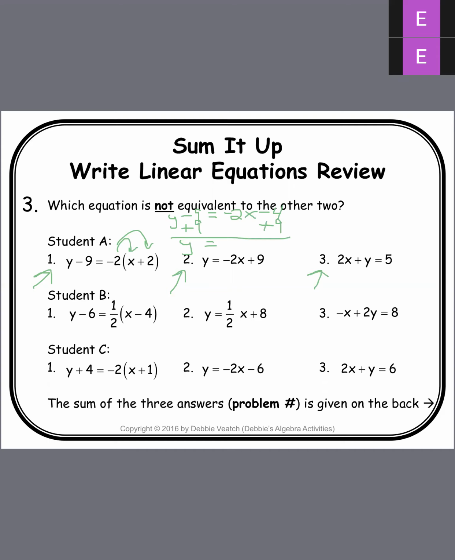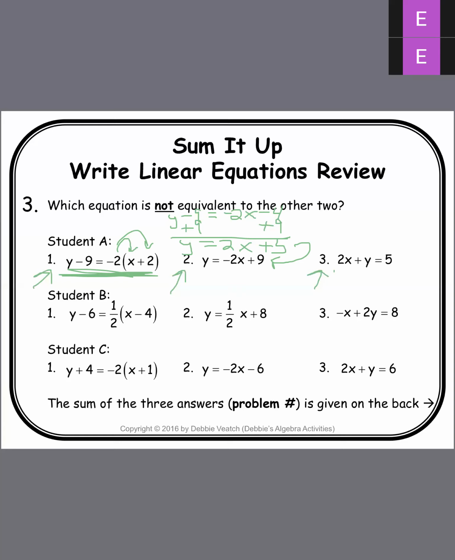Y equals -2x plus 5. Okay, so that does not match what's given right here. When I rewrote this in slope intercept form, it didn't match. So now I'm going to go to my third one and rewrite that one in slope intercept form and see if it matches either number 1 or number 2.